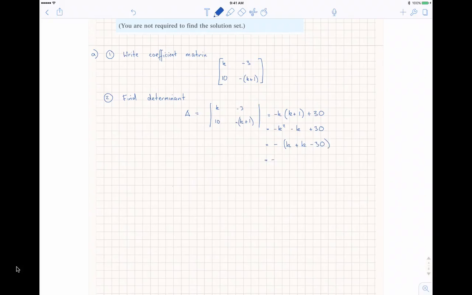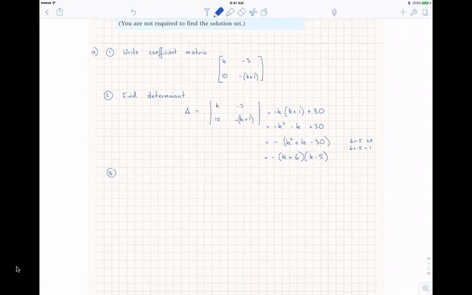And now we should be able to factorize that expression. Oops, missed my squared. So factorizing that expression, 6 times minus 5 gives me 30, and 6 plus minus 5 gives me 1. So I can factorize that using k plus 6, k minus 5.